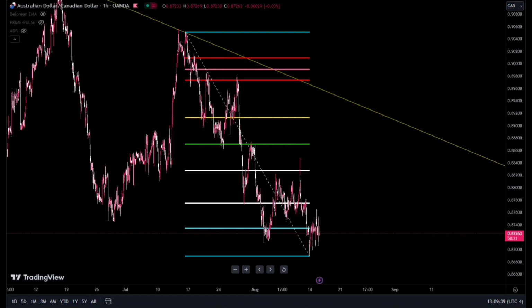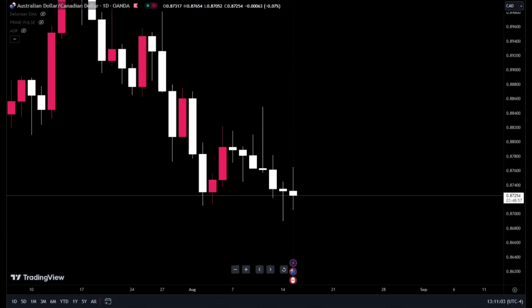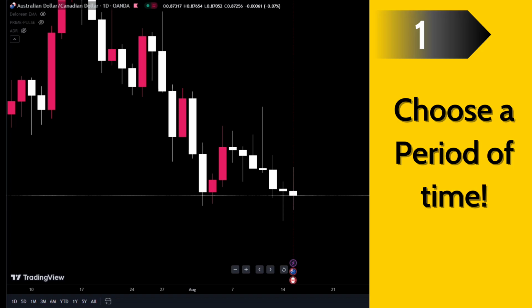I'm going to break everything down for you in 5 simple steps. Now, first things first, you want to choose a period of time. So you need to decide how many days you want to look at to calculate the average daily range. So for example, you might want to look at the past 10 days.